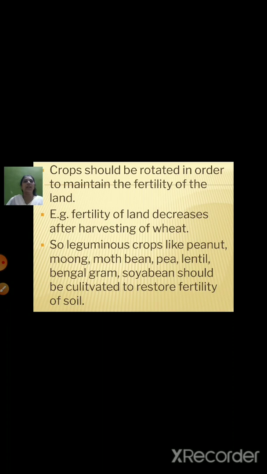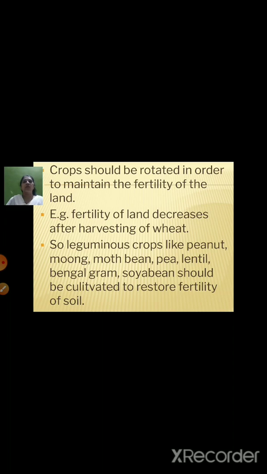when you take the cultivation of the crop wheat, then what you have to do? You have to take the second cultivation for leguminous crops like peanut, moong, moth bean, pea, lentil, bengal gram, soya bean. These all should be cultivated so that the fertility of the soil can remain as it is or can increase, right children?